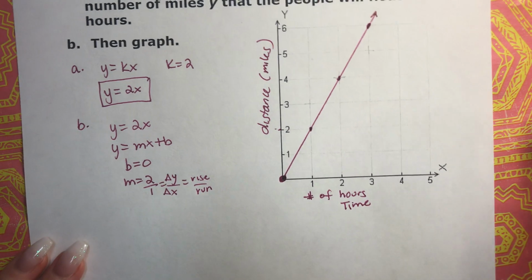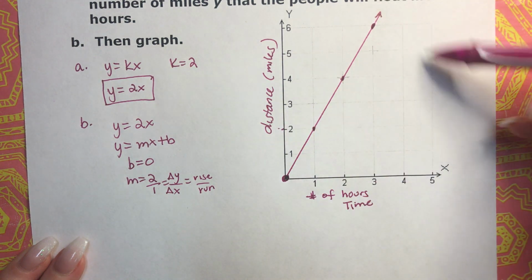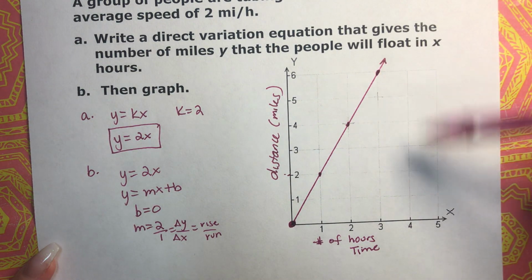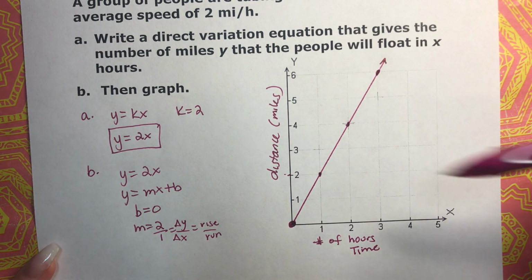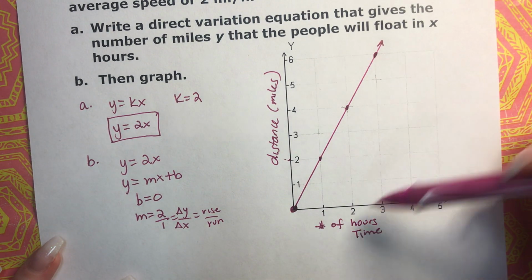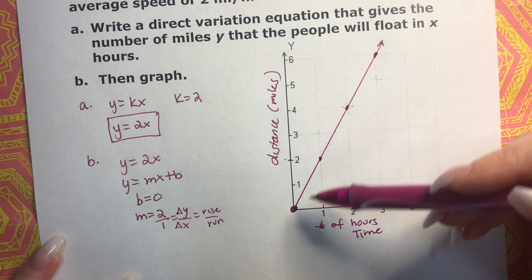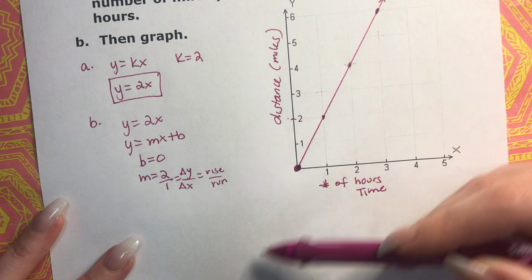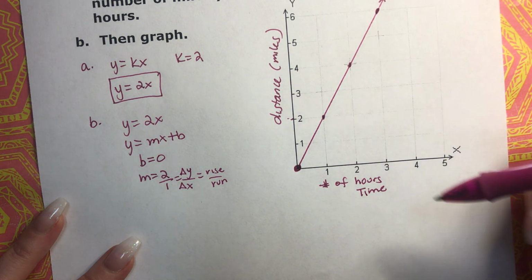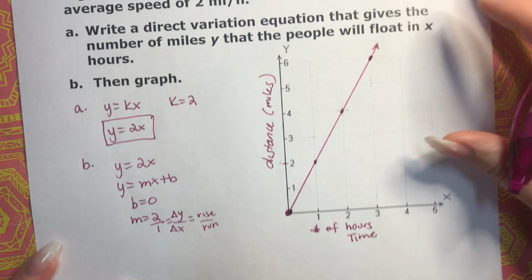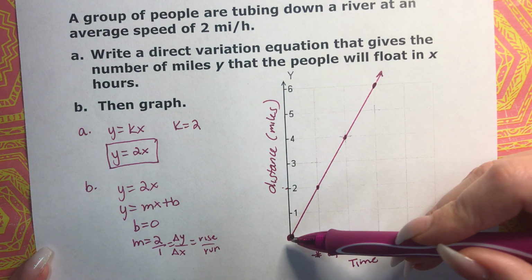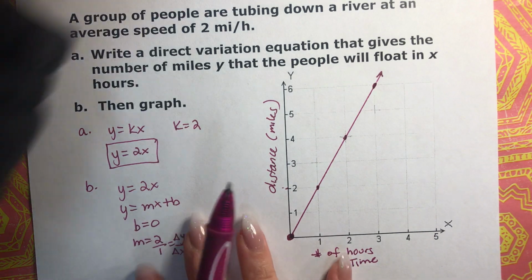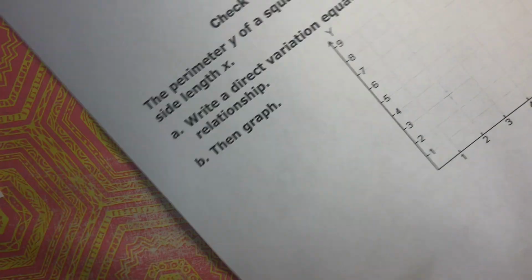Since this application is talking about time and distance, we're only going to be looking at that first quadrant, right? And so we don't need any negative numbers for this application. But if you were just graphing a direct variation in a regular coordinate plane, then you would have that line extend in both directions forever and ever. But just because this is an application, it's kind of restricted, so it's just from the y-intercept and all the way up. Okay, perfect.